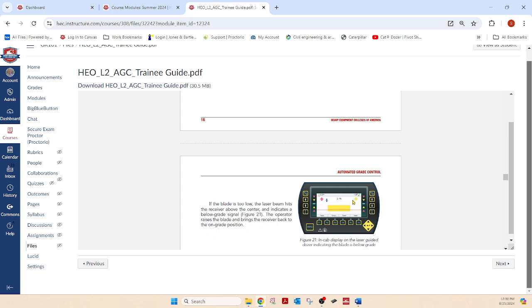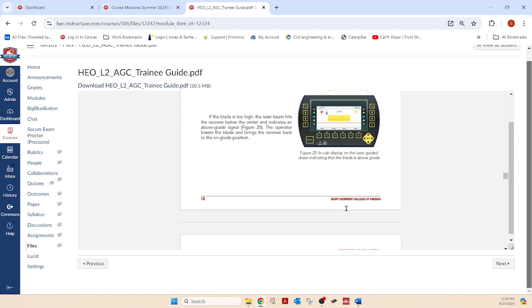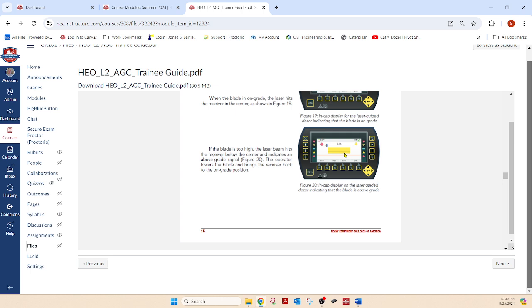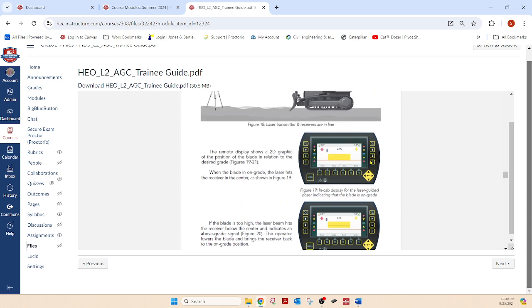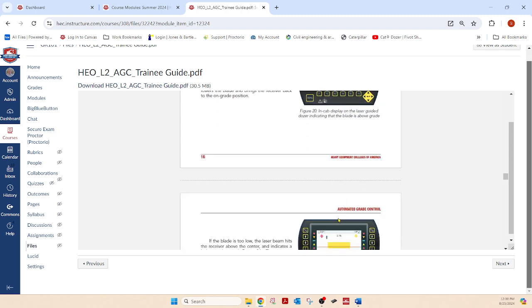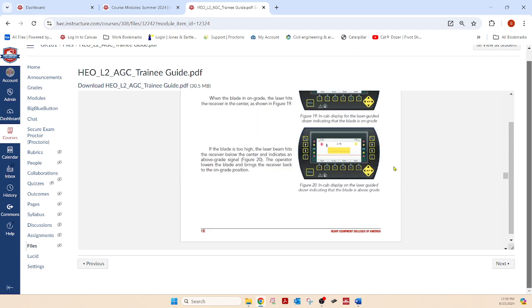I think all it does is show you this picture. Look here, you're too high. Considering this, the operator lowers the blade. And the question may say, is he on grade? Is he too low or is he too high? This is on grade in my interpretation when we put this together. This is too high. This is too low. Okay.